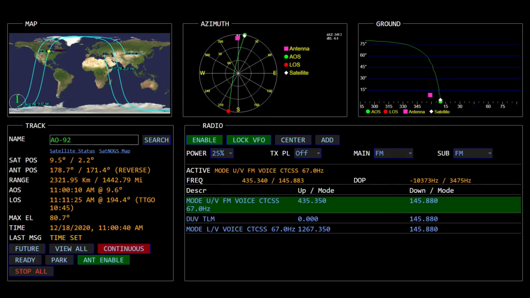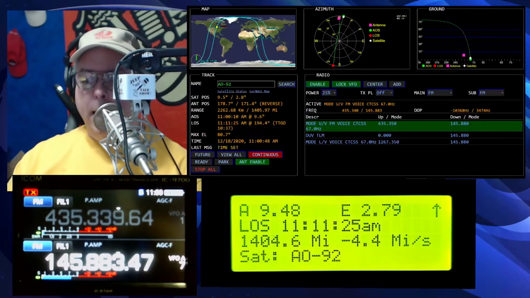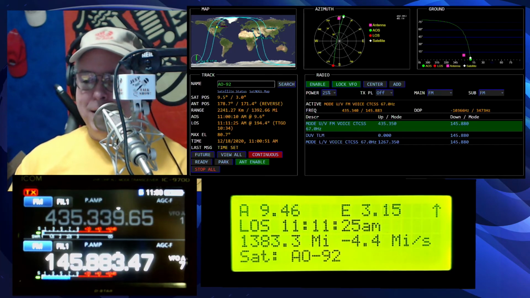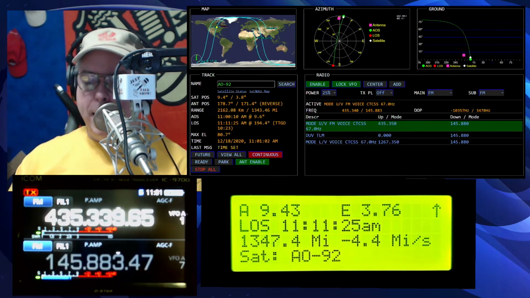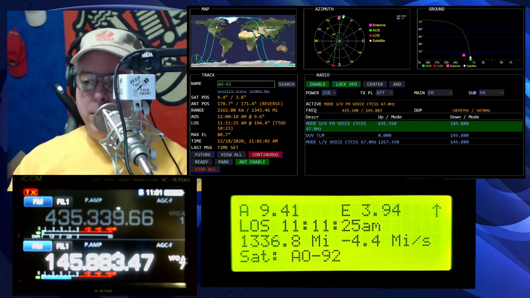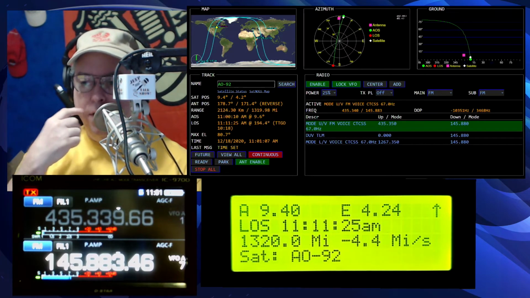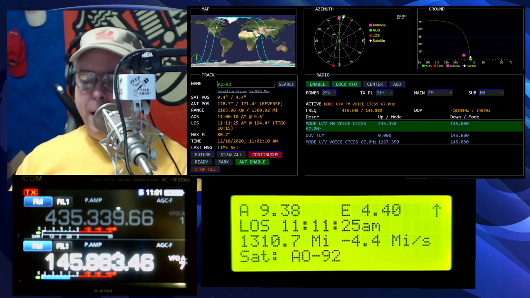And we actually have acquisition of signal, and we're going to be losing the signal, if you look at the S.A.T. display, where it says LOS at 11:11:25. It gives me the distance, the azimuth, the elevation, which is the top line, and the SAT, of course, the AO92. So if I had antennas set up, we would theoretically be hearing the satellite now.